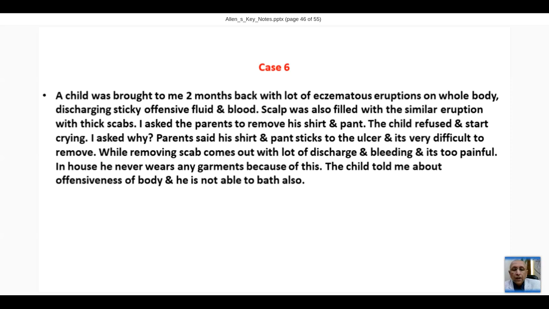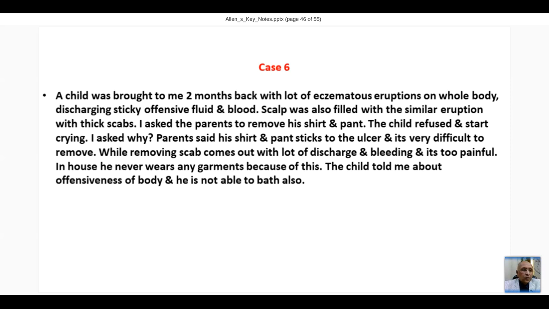A child was brought to me two months back with a lot of eczematous eruptions on the whole body, discharging sticky, offensive fluid and blood. The scalp was also filled with similar eruptions, with thick scabs. I asked the parents to remove his shirt and pant. The child refused and started crying. I asked why. Parents said his shirt and pant stick to the ulcers and it's very difficult to remove. While removing, scabs come out with a lot of discharge and bleeding, and it's too painful. In the house, he never wears any garments because of this. The child told me about the offensiveness of the body, and he is not able to bathe also.